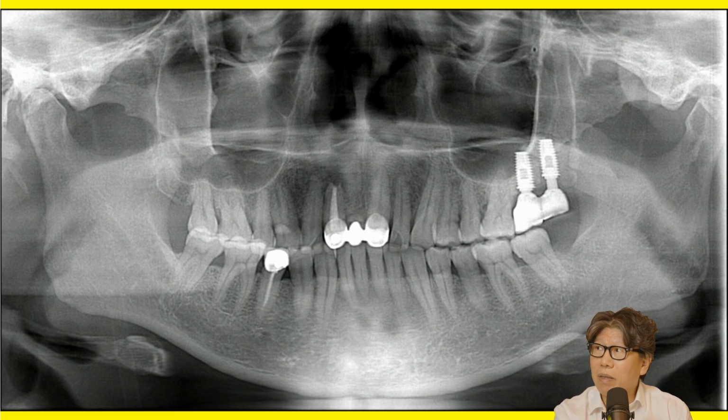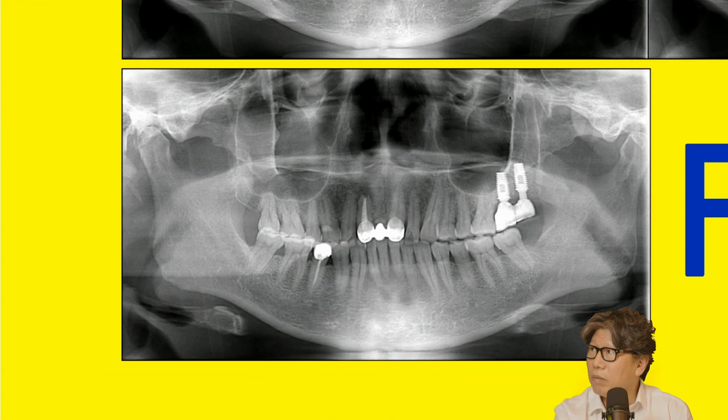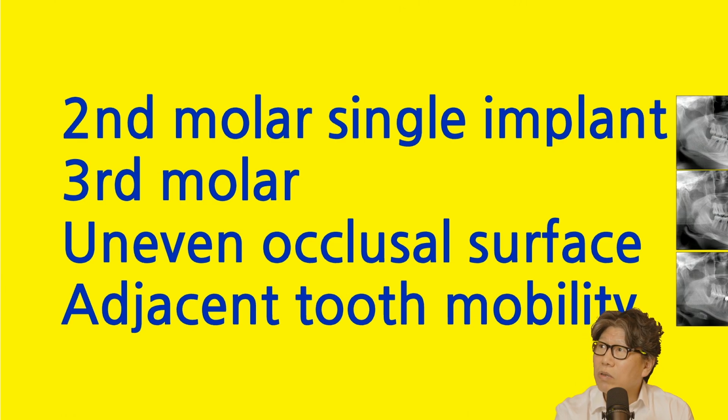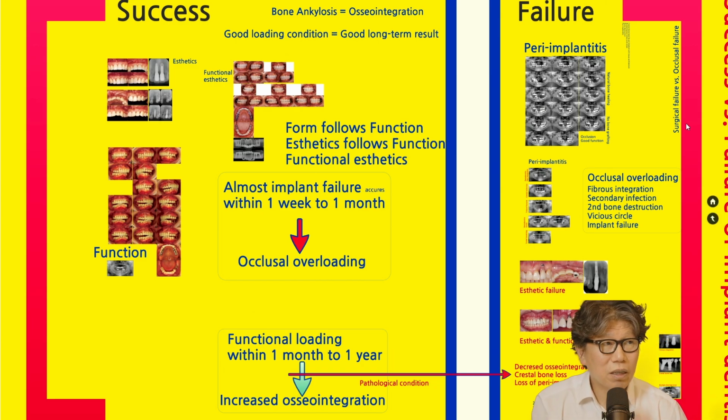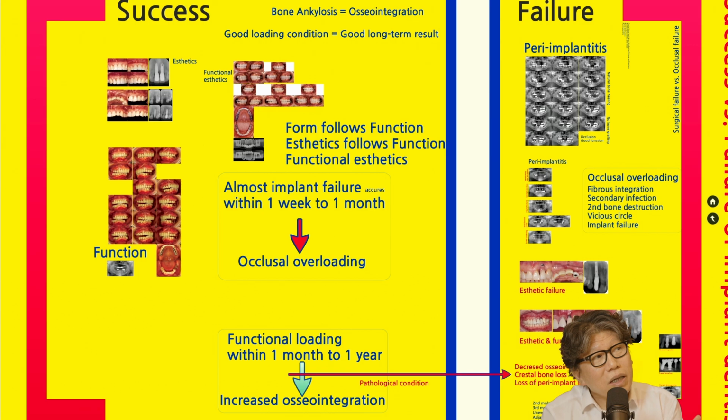And then he didn't say anything. And then I kept following up. Eventually I had to think about a second molar single implant and then a third molar single implant. If the occlusal surface is bumpy, it doesn't last long. And then if there was mobility in the adjacent teeth, it didn't last very long. So I think at the end of the day, if you think about the successes and the failures, you can understand what you can do to make your own implants more successful.